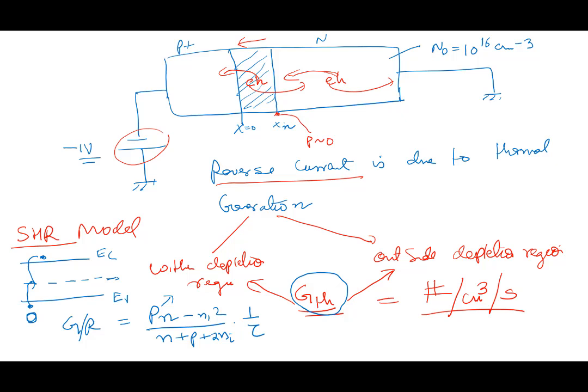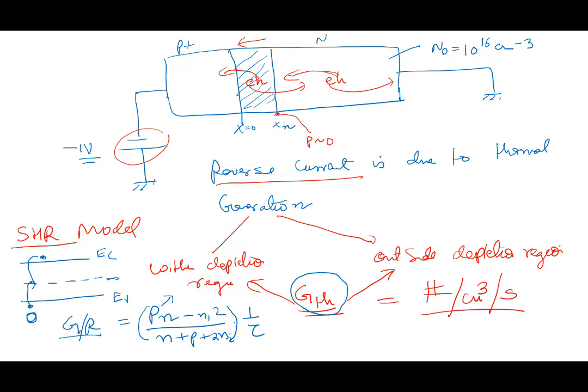Net recombination and generation will only occur if you have non-equilibrium. At equilibrium, what will you get? p times n is equal to ni square. So you don't have any net generation or net recombination. There is generation going on, and there's recombination going on, but they are cancelling each other. So pn minus ni square over n plus p plus 2ni. If you want to understand this, you have to look into this equation, a very simple equation which will give you lots of insight.